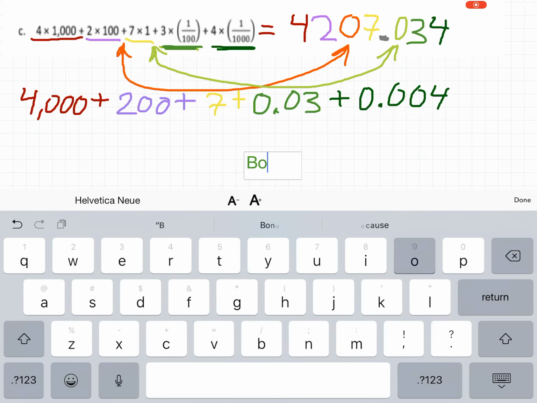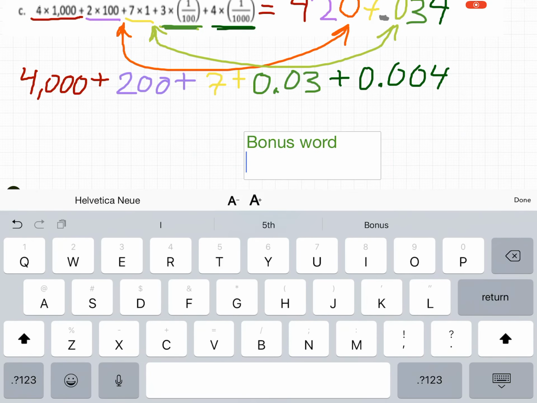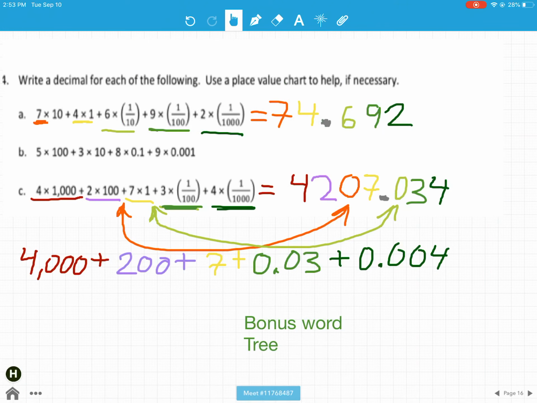Oh wait, there is going to be a bonus word. Bonus word. Tree. Make sure they write it down in their book and point it out to me while I'm walking around.